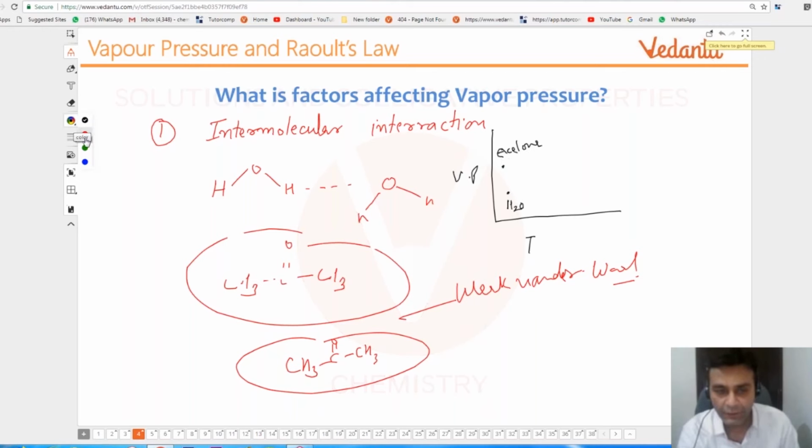The second factor that operates here is the temperature. Can you tell me what will happen to the vapor pressure with an increase in temperature? Will it increase, decrease, or remain the same? Yes, vapor pressure increases, perfectly. So vapor pressure increases with an increase in temperature. So the second factor is the temperature. The more the temperature, the more is the vapor pressure. I hope everyone is clear, right?